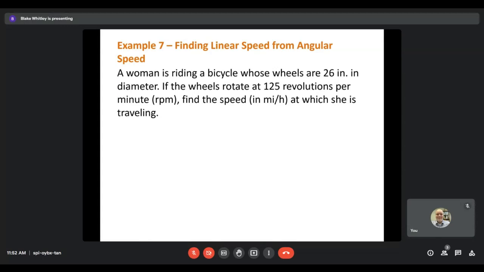Okay, now, again, the first thing I want to do is try to figure out what our theta is going to be. So since we're given a number of revolutions, we can say theta is equal to 125 revolutions times 2 pi, since each revolution would be 2 pi. And when we do that, that should give us 250 pi radians.